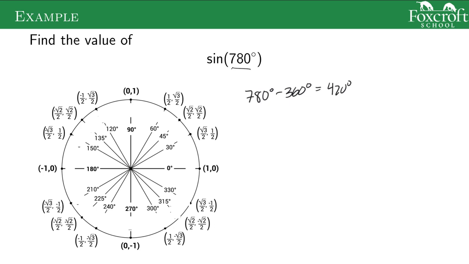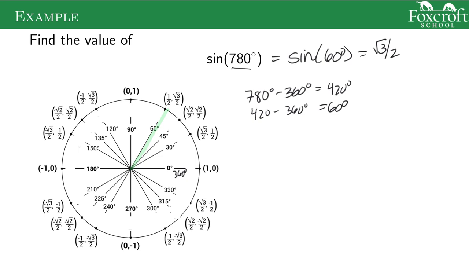420 is still bigger than our biggest angle on the unit circle, which would be 360, so I have to do it again. I get 60 degrees. So 780, 420, and 60 are all basically the same angle. So the sine of 780 is going to be the same as the sine of 60. And 60 I can do because that's on the unit circle. That is here. Its cosine is 1/2, and its sine is the square root of 3 over 2. I can take the y value for sine.